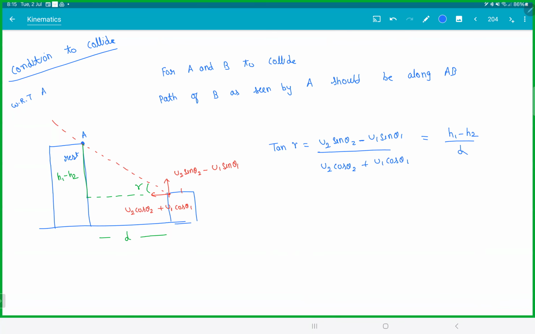Is that clear, everyone? So the question is just condition for collision. You need not do the D minimum, alpha, beta, that is complex. Directly take the relative velocity and that path should pass through A and B and you're done. Please have a look at this. Anyone confused with anything here, please ask.